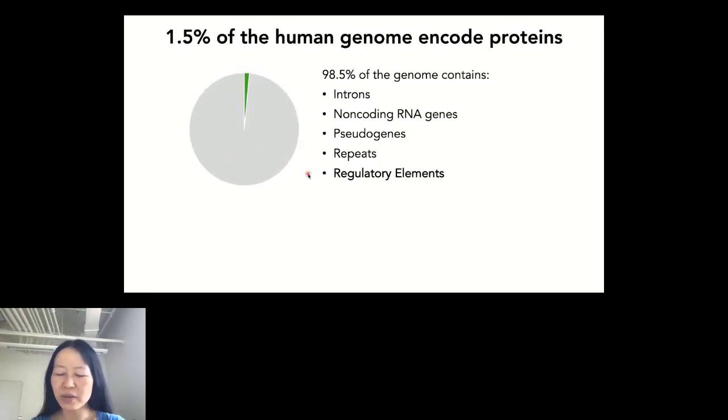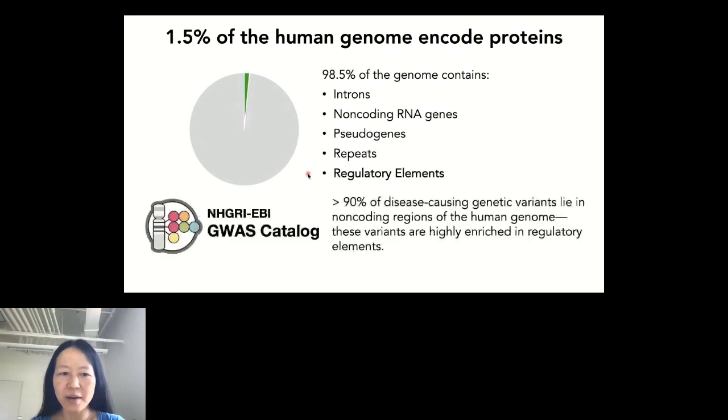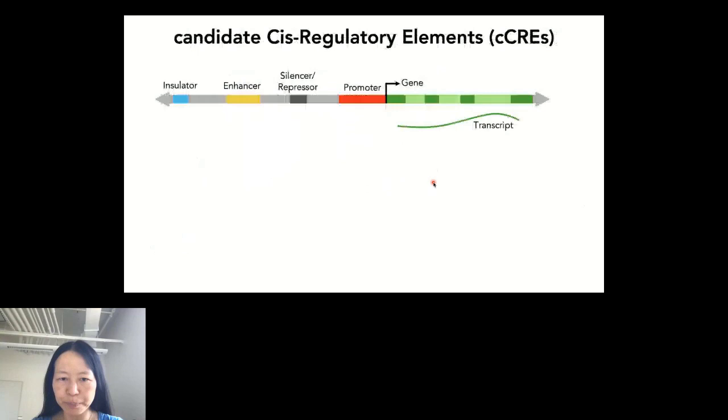interested in regulatory elements because if you look at all the genome-wide association studies, and if you look at the disease-associated genetic variants in the human population, more than 90% of them lie in the non-coding region of the human genome. And luckily, these variants are highly enriched in regulatory elements. That's why we want to annotate the regulatory elements in the human genome.